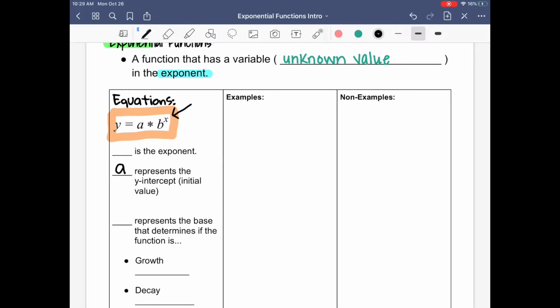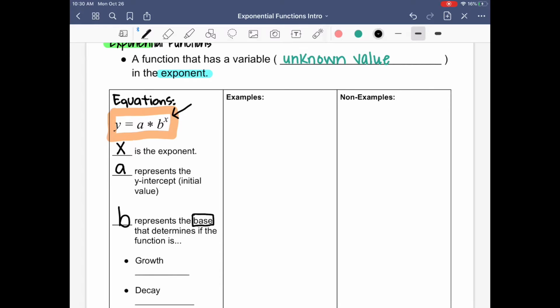So just like we talked about with linear, there's an initial value, which is the y-intercept, but with exponential, it is going to be the a value, that number being multiplied in the front. So then we have the b. Now that b is called the base. Okay, so it's called the base for a reason because it is below the exponent. So x is in the exponent, which is the unknown variable, and the base is what is below that.